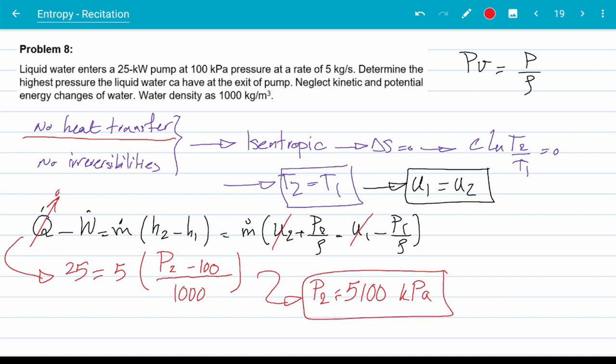Now the reason that minus W dot turned to positive 25 is that W dot net is W dot out minus W dot in. Now, we are working with a pump that has an input of W dot. So W dot net is minus 25 kilowatts, right? Here in the first law, we have a minus sign behind the W dot. So this minus sign will cancel this minus sign and we end up with a positive 25.